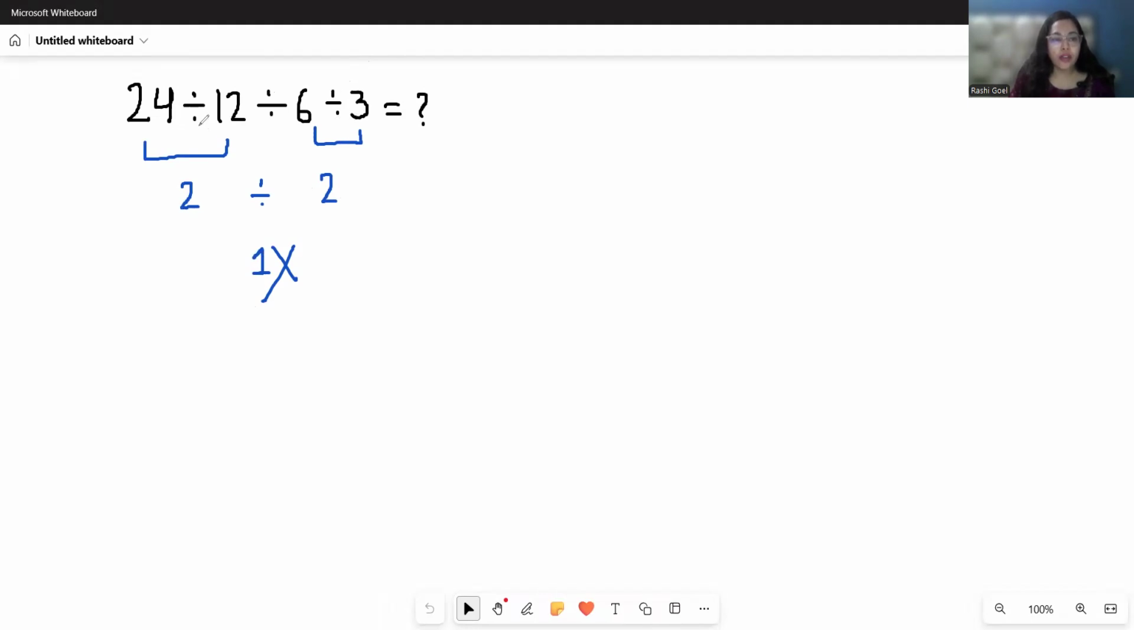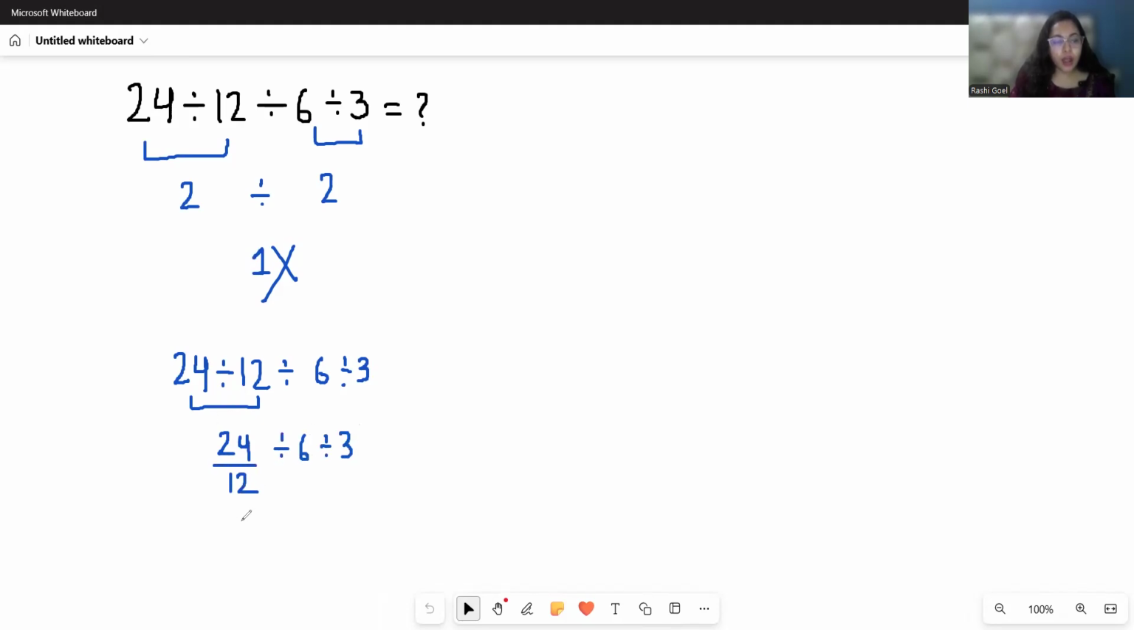So here we have division, division and division. Then we have to solve it from left to right. How? Let's see. On the left we have 24 divided by 12. We can write it like this: divided by 6 divided by 3.